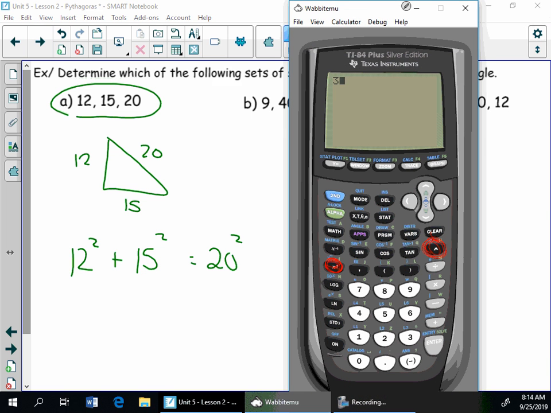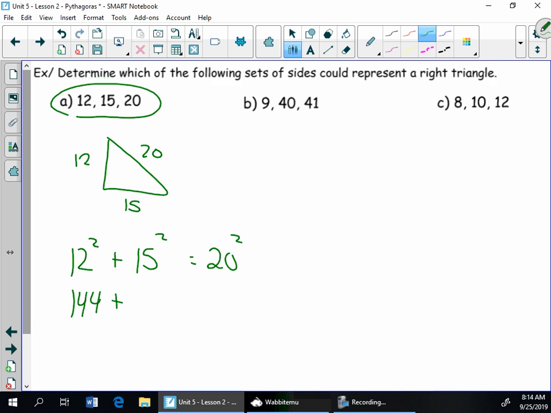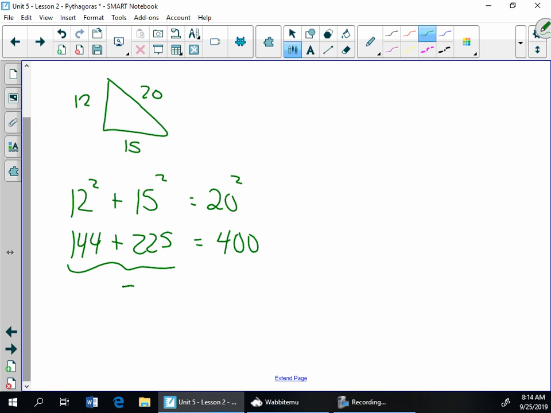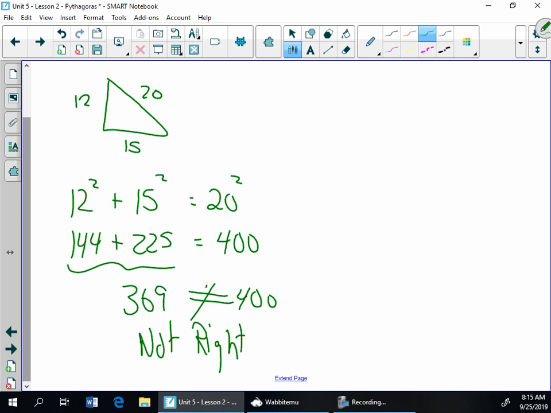So using my calculator, I'll clear this one. All right, 12 squared is 144. And 15 squared is 225. 20 squared is 400. I'm following BEDMAS rules here, right? Exponents before addition. Well, if I add these two things together, I get 369. That's not 400. So could this be a right triangle? Not right. They're not equal. This wouldn't actually work as a triangle.